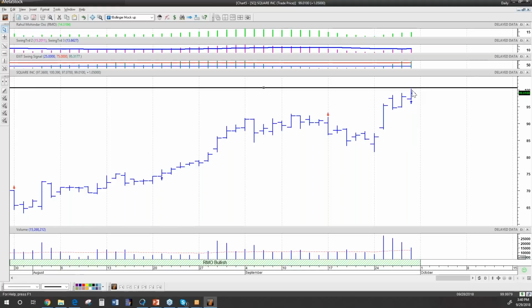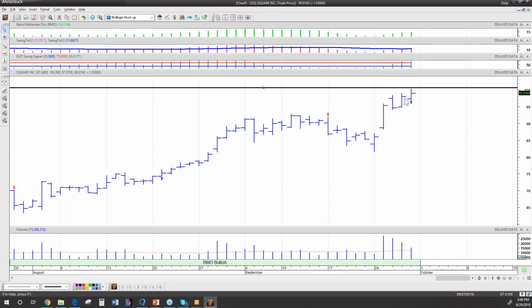Okay. The other thing that you're going to want to do with Rahul, again, I talked about how it uses solid money management, and it does. What you're going to want to be able to do is set a stop. Okay. And there's two ways you can do a stop. I'm going to show you the way I don't use personally and the way I do.